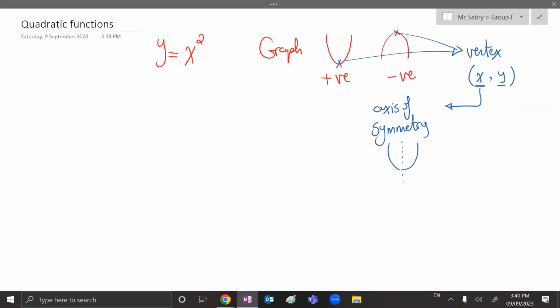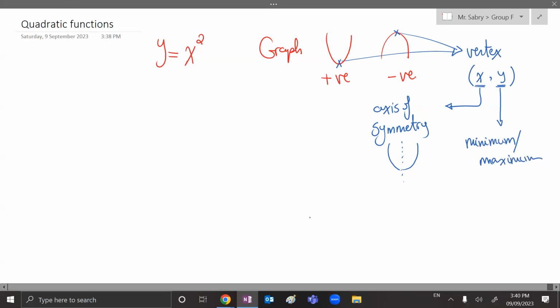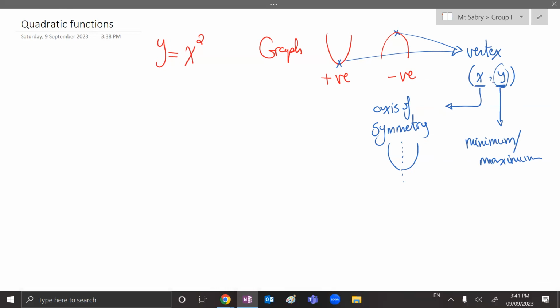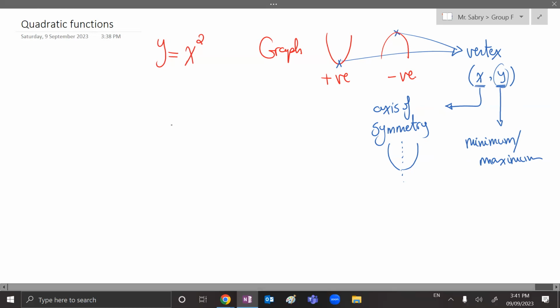Anyway, on the other hand, the y coordinate is what we call either the minimum or the maximum, depending on something else, not depending on itself. It doesn't matter whether the y is positive 100 or negative 300, it doesn't matter what its value is. What decides whether it's maximum or minimum is the shape of the graph. So if it's looking upwards, then it is called minimum, and if it's looking downwards, then it's called a maximum value. Okay, what are the equations of the quadratic function?